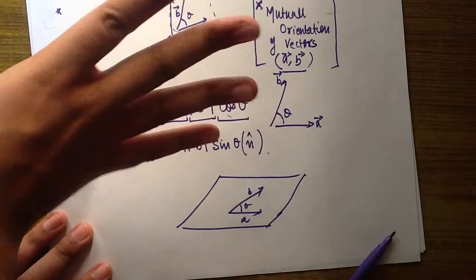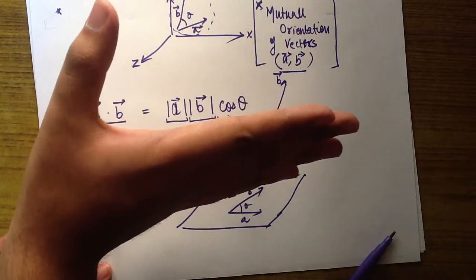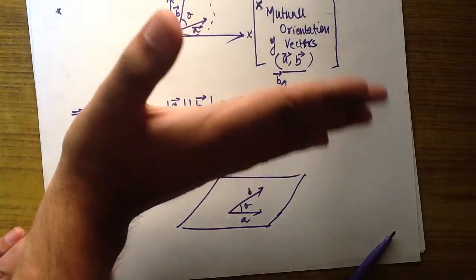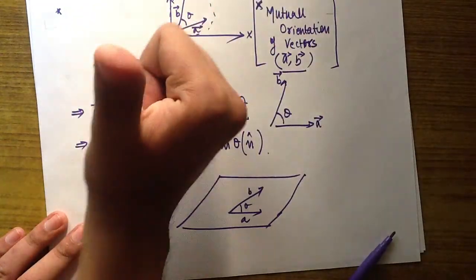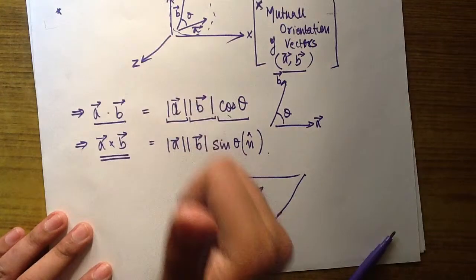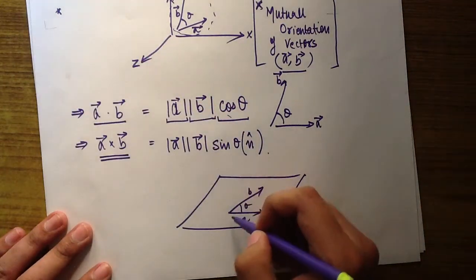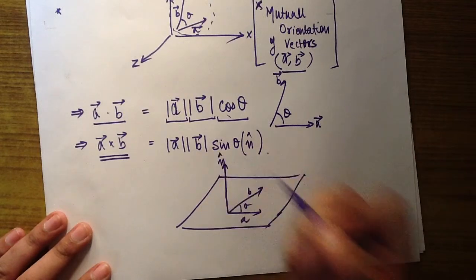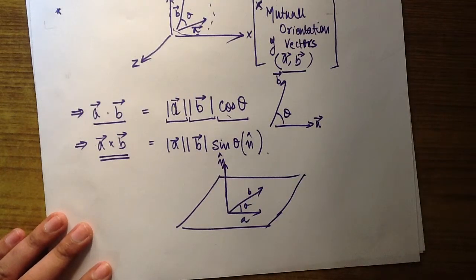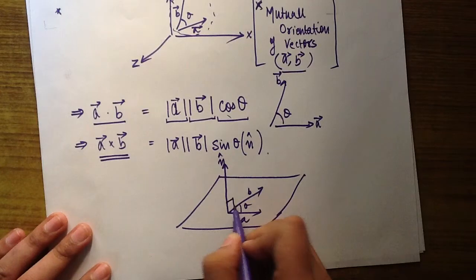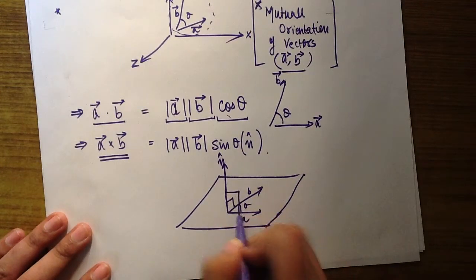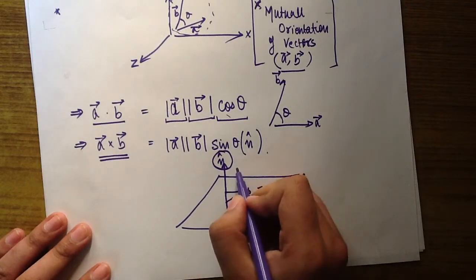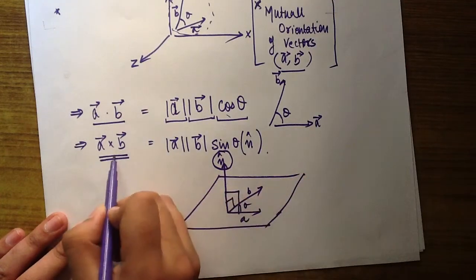I place my four fingers along A and then I curl them towards B. So A is here, B goes there, and my thumb points upward towards the camera. So it's actually jumping out of the plane in this manner. So this would be my direction of n cap. It is perpendicular to A, perpendicular to B, and this is the direction of n cap. So this is also parallel to the direction of A cross B.